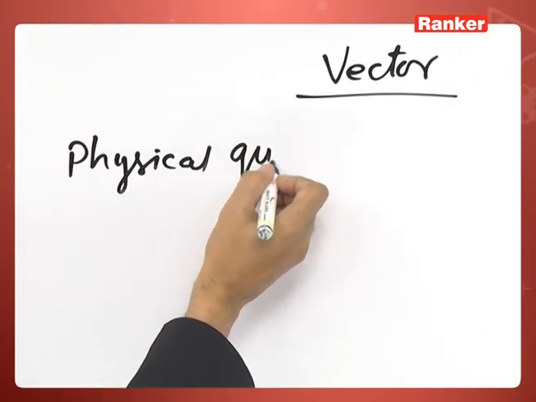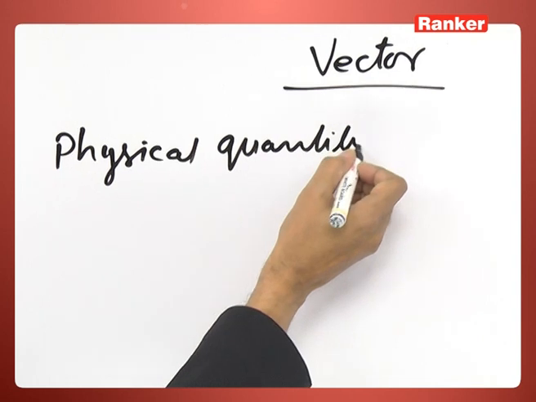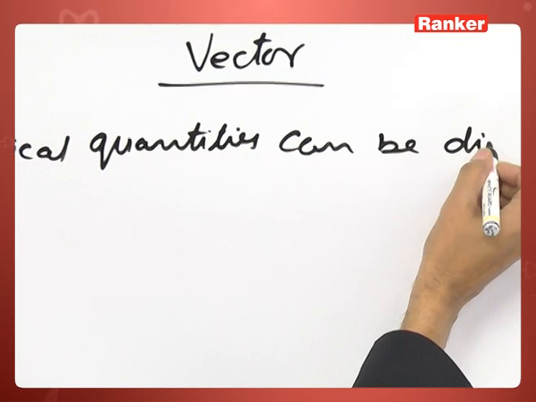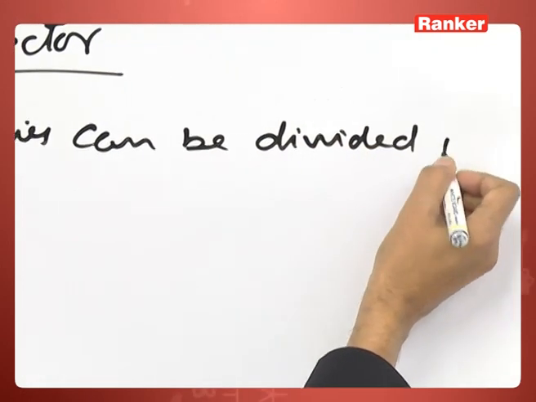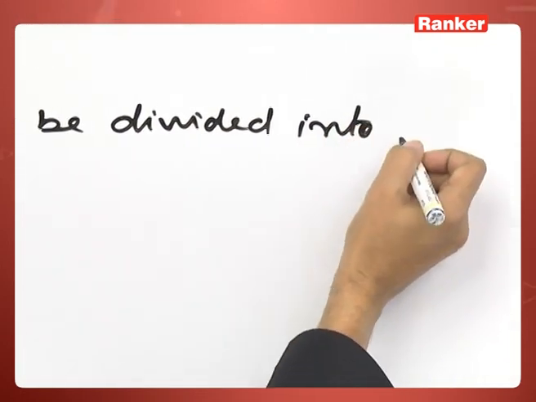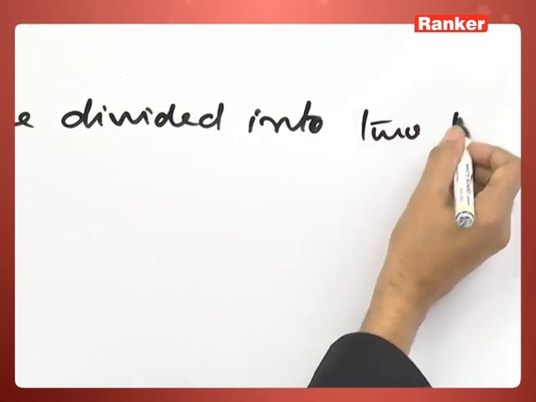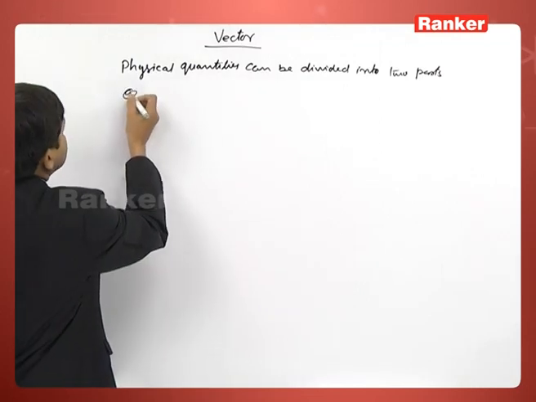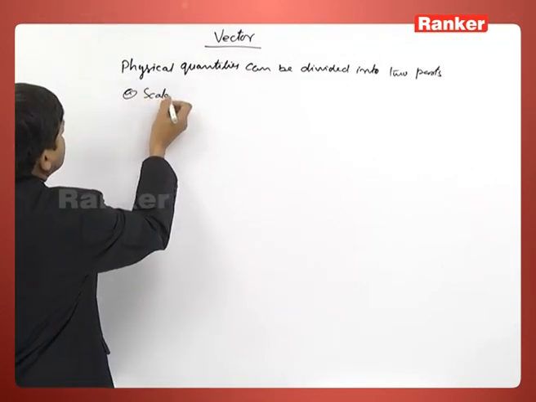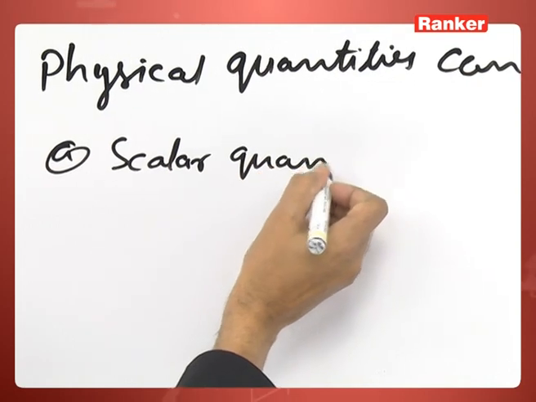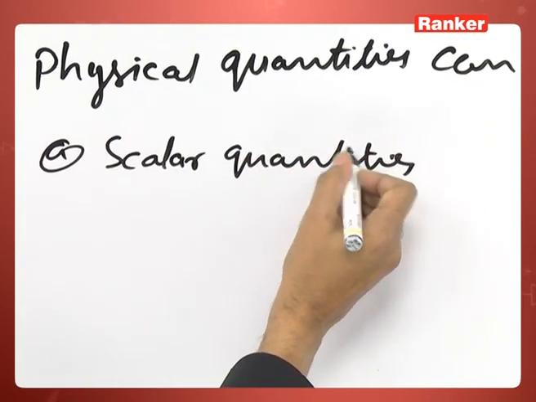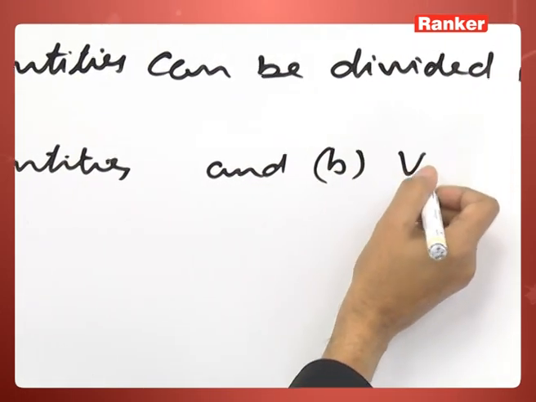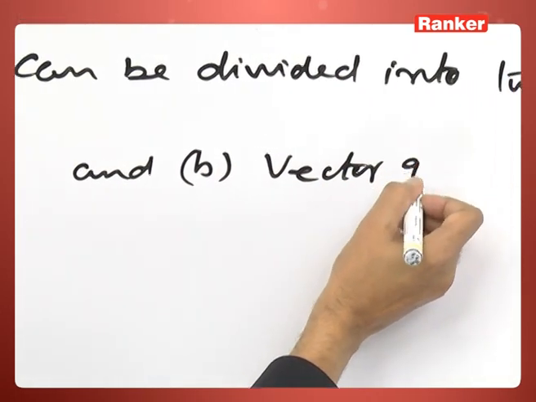Physical quantities can be divided into two parts. One is scalar quantities and another is vector quantities.